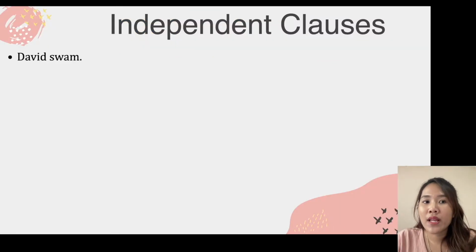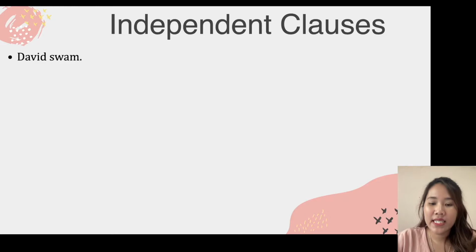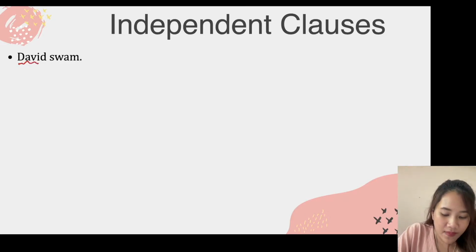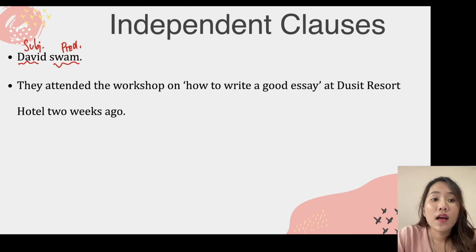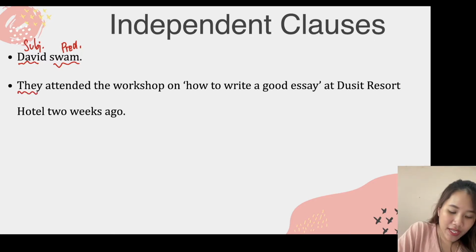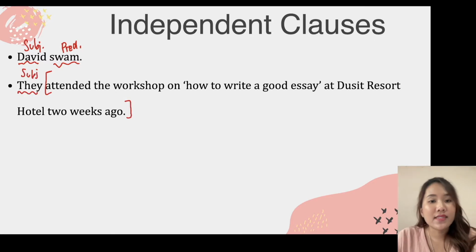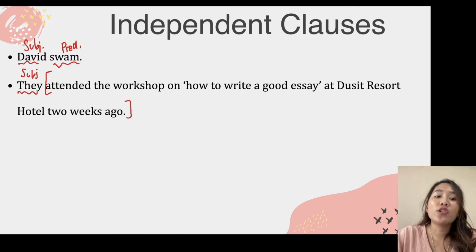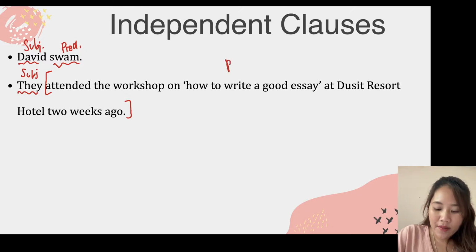For example, David swam. We have the subject David, and we have swam as the predicate part. And also, They attend the workshop on how to write a good essay at the Sid Resort Hotel 2 weeks ago. So we have the subject they, and we have the predicate part, attend the workshop on how to write a good essay at the Sid Resort Hotel 2 weeks ago.